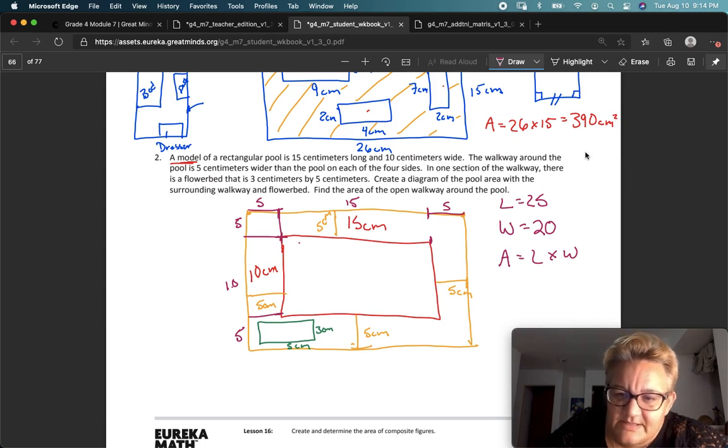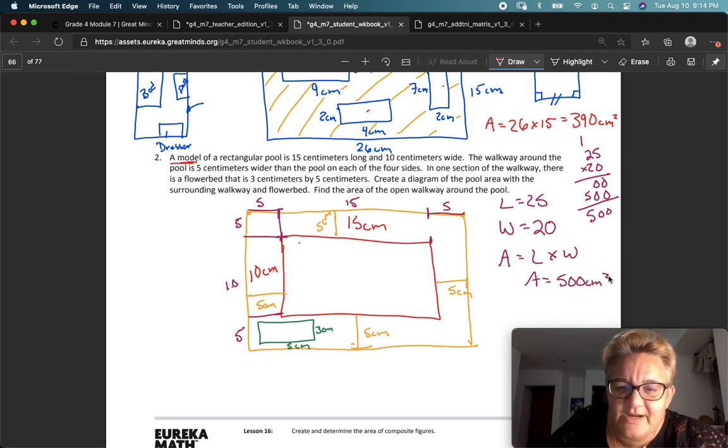And I'm going to use my little workspace up here. 0 times 5 is 0. 0 times 2 is 0. Then drop a 0. 2 times 5 is 10. Carry the 1. 2 times 2 is 4. Plus 1 is 5. And my answer is 500 centimeters squared. This whole thing is 500 centimeters squared, but what have I forgotten to do?